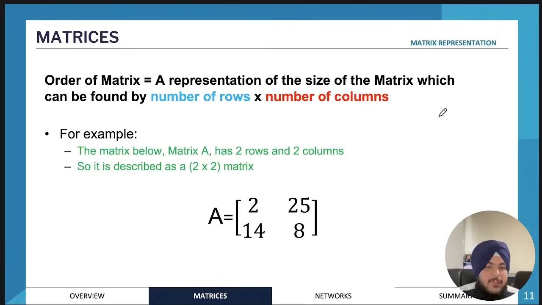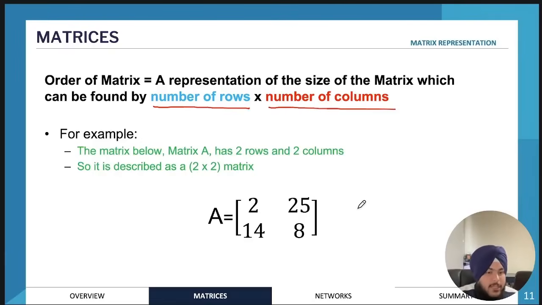Okay, so another thing that we can use to identify a matrix is the order of the matrix. The order of a matrix is just a representation of the size of a matrix. It's usually found by this formula over here. Well, it's not really a formula, but it's the number of rows times the number of columns. We don't actually find the number of rows and then multiply that by the number of columns. This is just the notation.